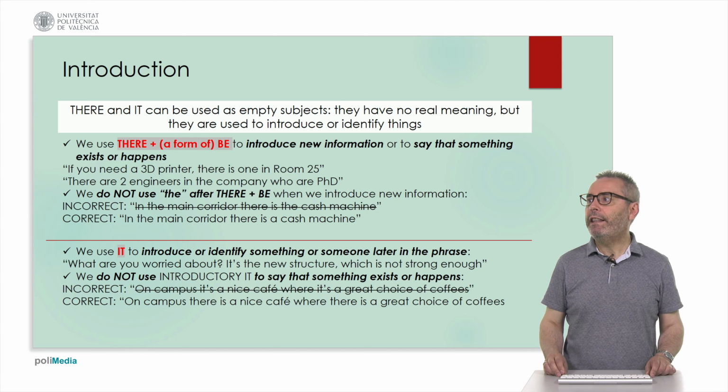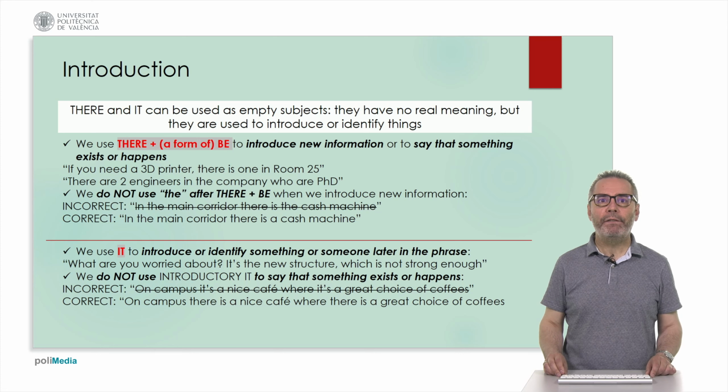For example, if you need a 3D printer, there is one in room 25. Or there are 2 engineers in the company who are Ph.D. In this case, we do not use the article after there plus be when we introduce new information. A typical mistake, which is incorrect, would be to say in the main corridor there is the cash machine. We should say in the main corridor there is a cash machine.